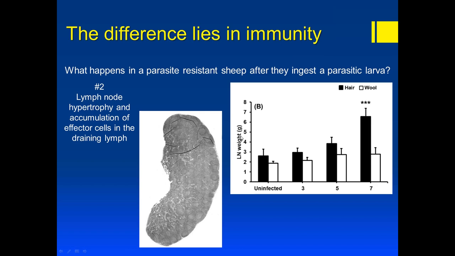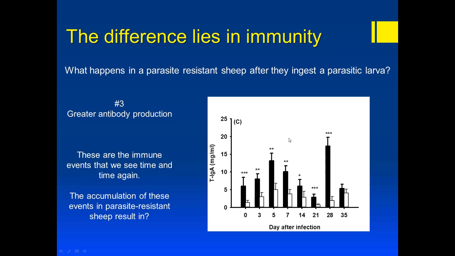If we look at the lymph node weight generated by the hair sheep at 7 days after infection, you can see this gradual, or exponential, increase in lymph node weight to day 7. It's not happening in these Dorset, Rambouillet, Finn cross sheep. So you're getting all of this growth and immune response in these animals. Third, we see time and time again greater antibody production. It doesn't matter what study.